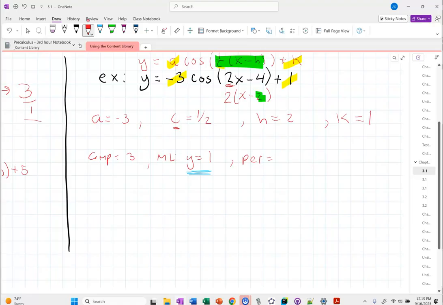Who can tell us the period here? 2 pi times absolute value 1 over 2, which just turns into 2 pi over 2, which turns into pi. And what's our frequency then? 1 over pi.